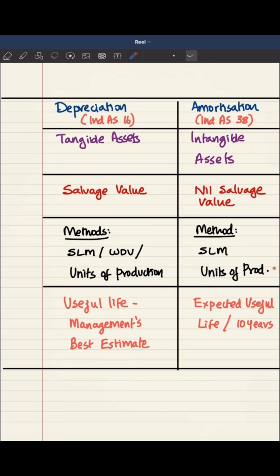And useful life for depreciable assets is based on management's best estimate, whereas for amortization, it is actually based on the expected useful life of that intangible asset, and if useful life cannot be established, then generally it will be considered like 10 years. So that's about the difference between depreciation and amortization.